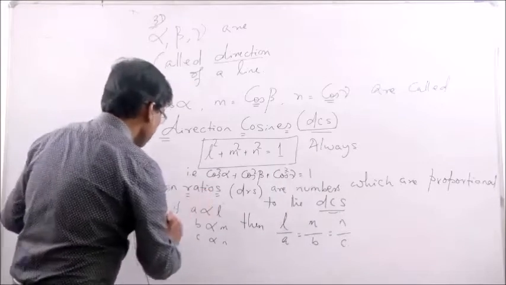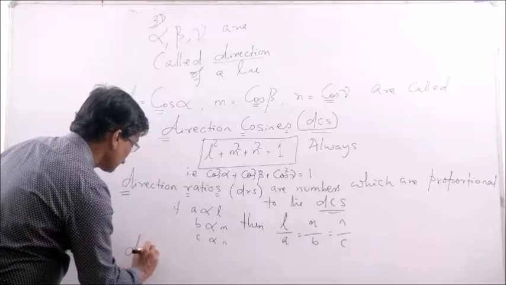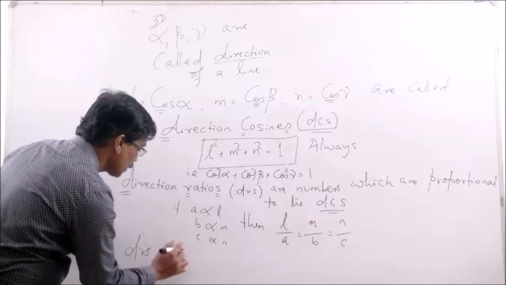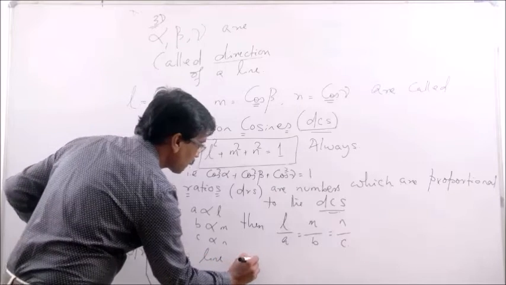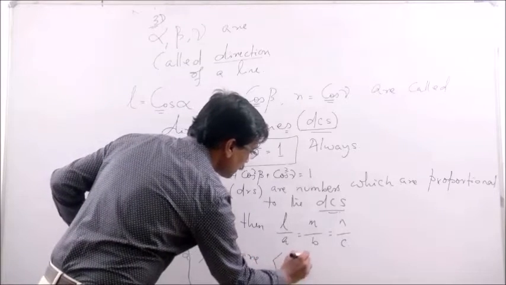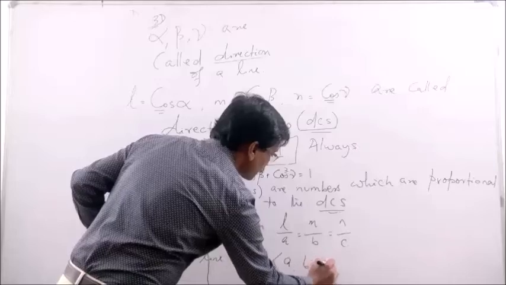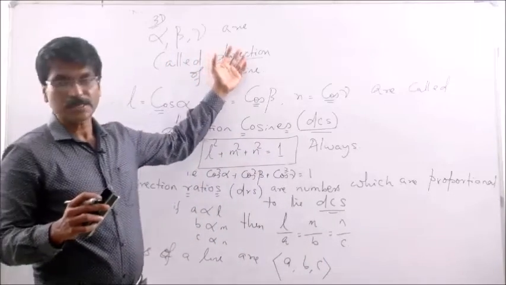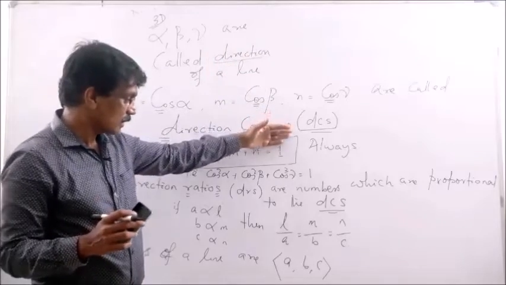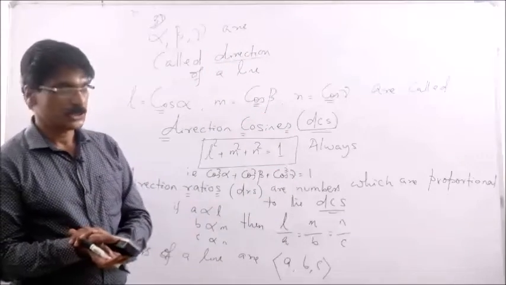So, direction ratios of a line are A, B, C. In 3 dimensions we have 3 concepts: one is called direction, then direction cosines and direction ratios.